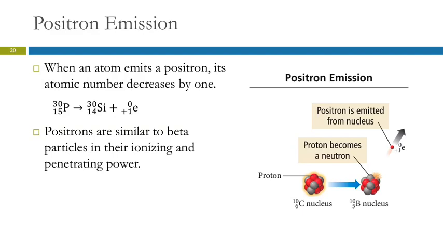So when an atom emits a positron, the atomic number decreases by 1. Here we have phosphorus-30, and the mass number is going to stay the same, but the atomic number is going to go down to 14. Positrons are similar to beta particles in terms of ionizing and penetrating power. They're the same mass as an electron, so they're going to have similar penetrating power and ionizing power.